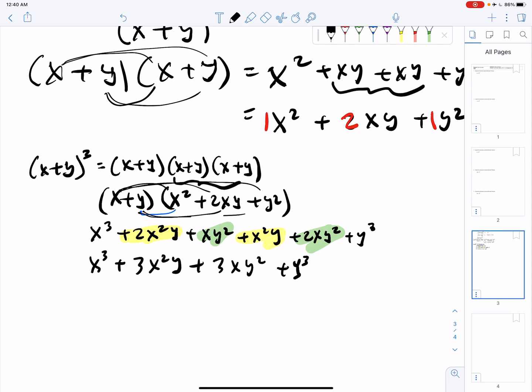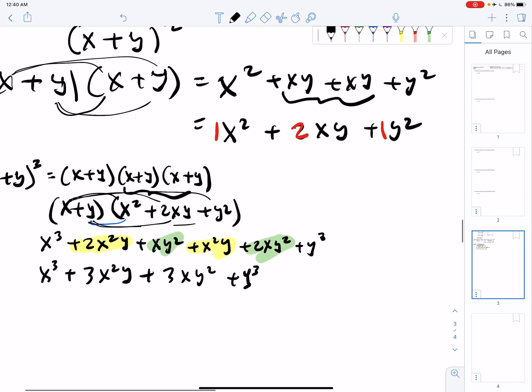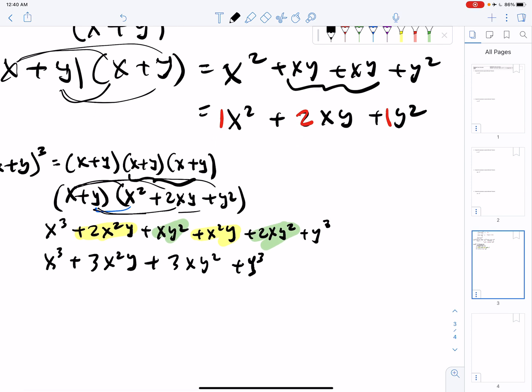So the pattern that I want to start pulling out here, of course, is the coefficients. The coefficients on this one would be 1, 3, 3. Let me fix that a little better so I can squeeze in a 1 right here.